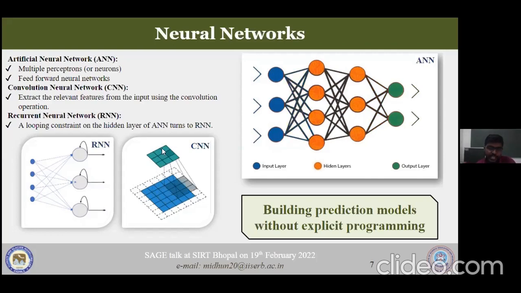CNNs are basically image processing neural networks and have many applications, even though we don't know how they work, as we are at the end-user side. RNNs are used for language translation, time series data sets and so on. Basically, it is about building prediction models without explicit programming. That's what neural networks help us to do.